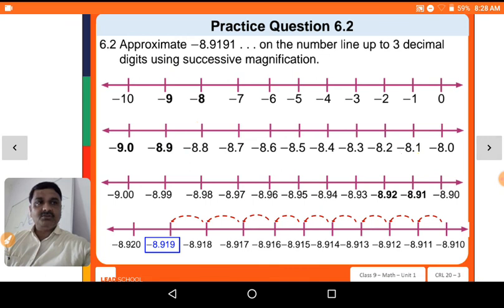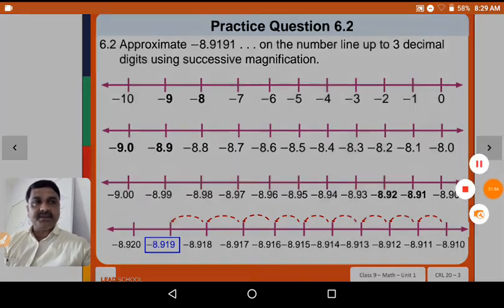Now let us move on to the next point, that is practice question 6.1 and 6.2. You have to do both of these practice questions in today's homework and also write them in your fair book. Again I am saying, practice questions 6.1 and 6.2, both you have to write in your fair book and simultaneously send me as today's homework. So let us move on to the next point.